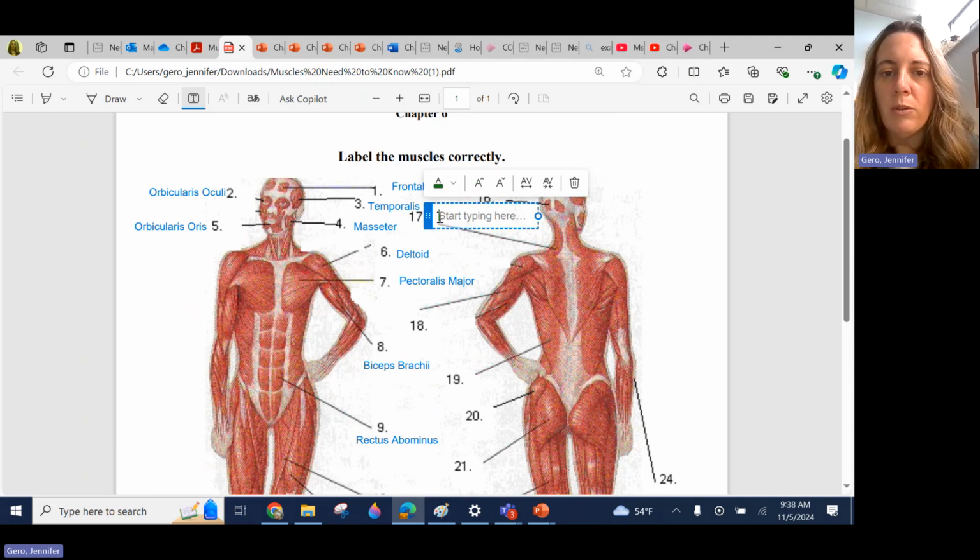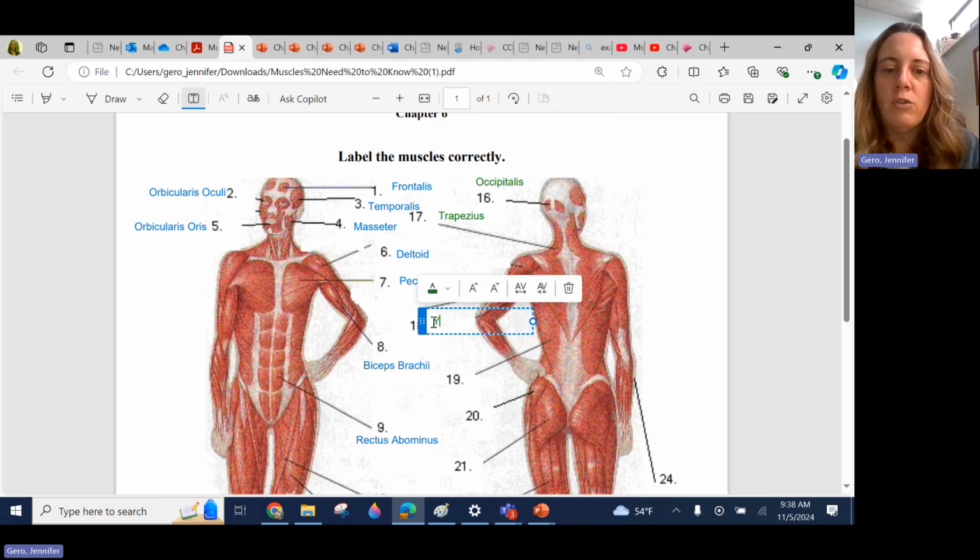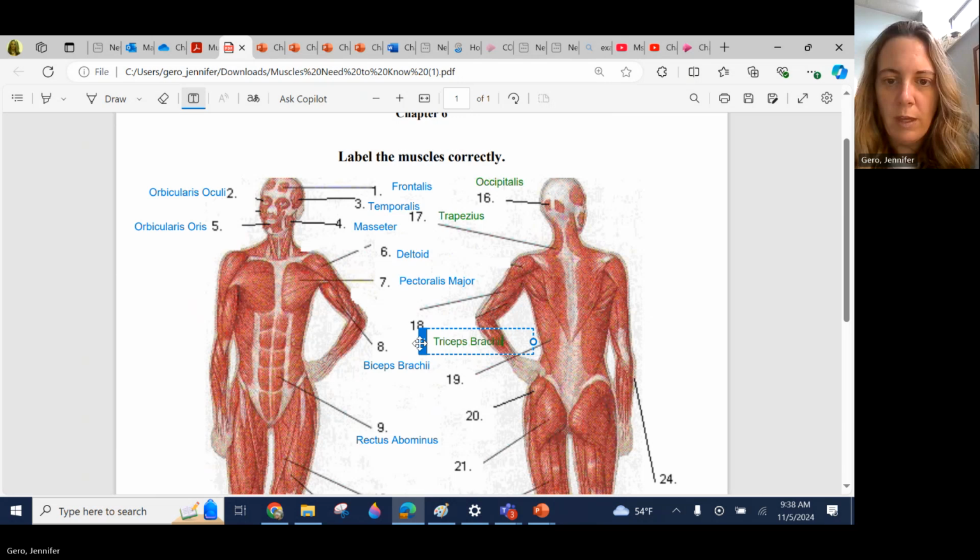And again, you've probably heard people talk about their traps. That is the trapezius. Again, your trapezius is the most superficial muscle here. You have a ton of muscles that are deeper to this. 18 is pointing to the back of your brachial region, and so that is going to be the triceps brachii. Triceps brachii is 18.